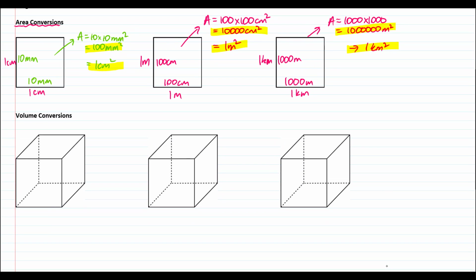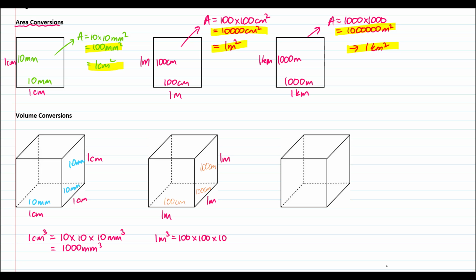The volume conversions are pretty much exactly the same. So we start, of course, with our 1 centimetre by 1 centimetre by 1 centimetre. And this is 10 millimetres by 10 millimetres by 10 millimetres, which means that in terms of volume, 1 centimetre cubed is equal to 10 times 10 times 10 millimetres cubed, and that equals 1,000 millimetres cubed. And equally here, if I have 1 metre, 1 metre, and 1 metre, well then I of course have 100 centimetres, 100 centimetres, and 100 centimetres, and that leads me to 1 metre cubed is equal to 100 times 100 times 100 centimetres cubed, which is 1 million centimetres cubed.